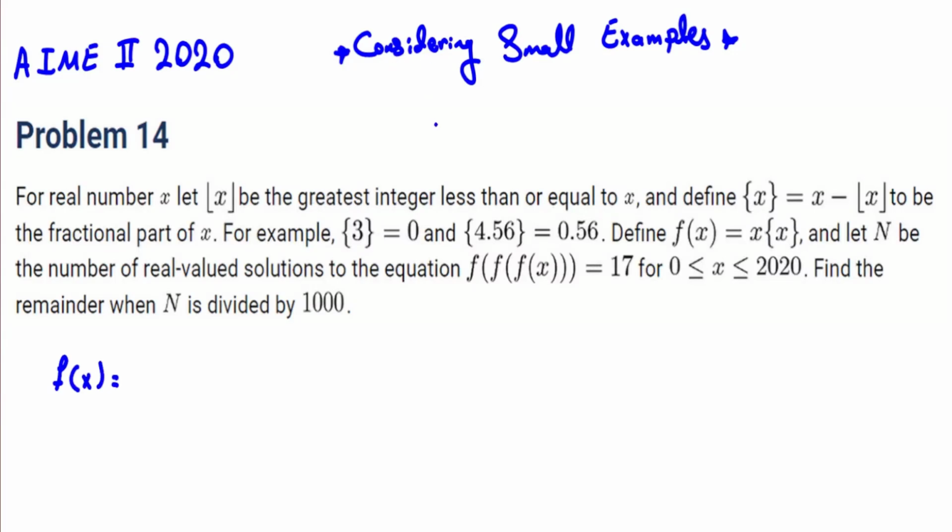So pay attention: when nothing comes to your mind, also for homework, when you want to solve a problem at home and you couldn't solve it, check a small example from different aspects. Here, 1 f: consider f of x equals 17 and try to solve it for this case. Again, x is from 0 to 20. Try to see for how many x's f of x equals 17.